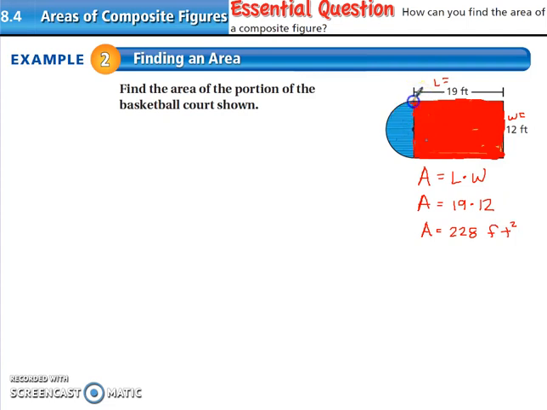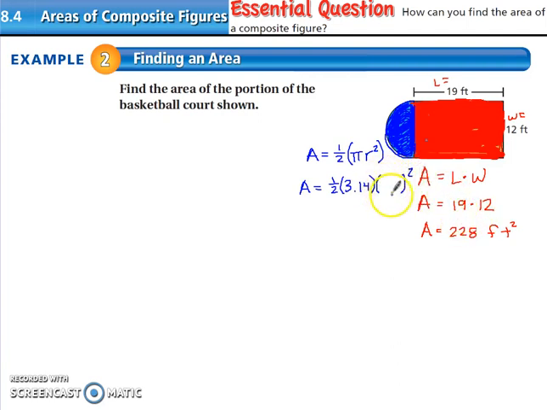Now to find the area of this semicircle here, a semicircle is 1/2 of a whole circle. Well, the formula for the area of a circle is pi times the radius squared. So I'm going to go ahead and find the whole circle and then divide it by 2 to determine the area of the semicircle. So the area of the semicircle is equal to 1/2 of the area of a whole circle, which is pi times the radius squared. So area of the semicircle is 1/2 times 3.14 for pi. And now I need to take the radius and square it.